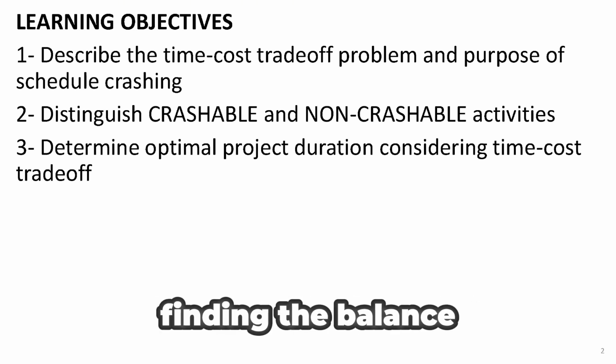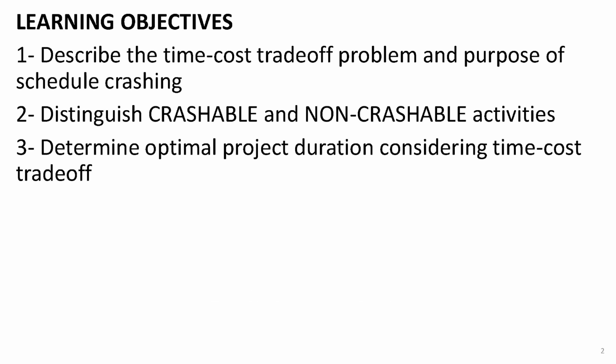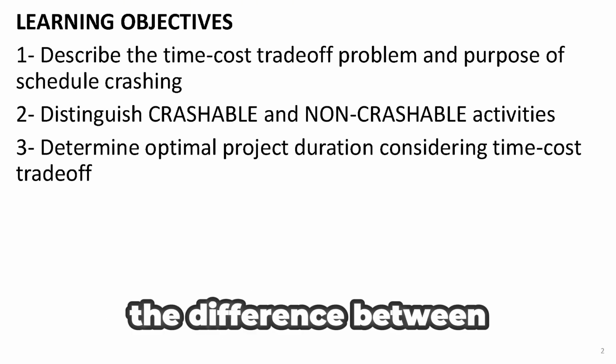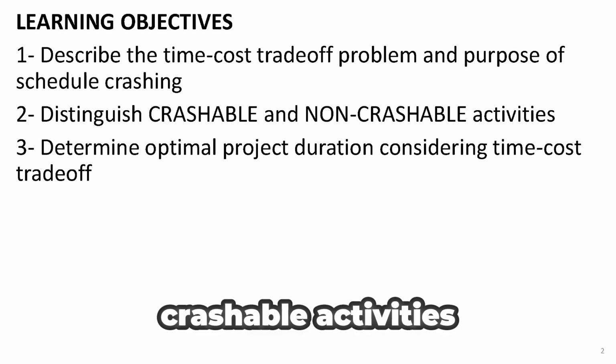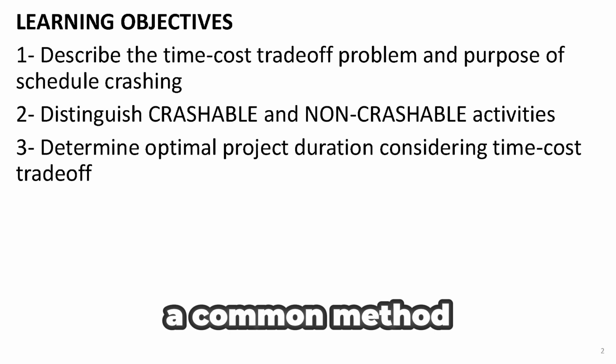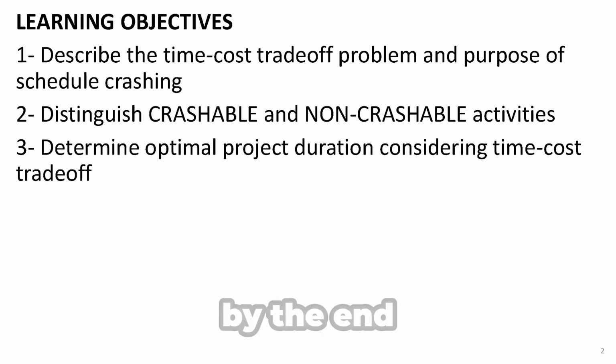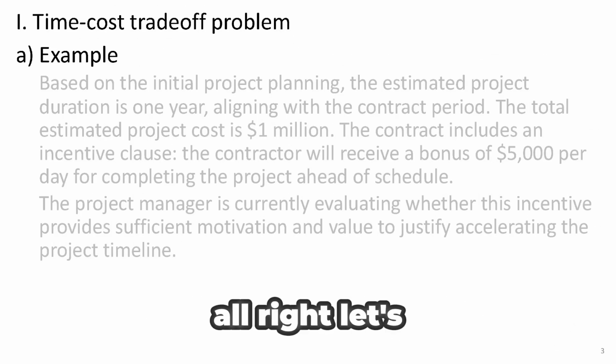Basically, it's all about finding the balance between finishing a project faster and how much that speed might cost us. Next, we'll learn how to tell the difference between crashable and non-crashable activities, because not everything in a project can be sped up. And finally, we'll go over a common method to optimize a project schedule, keeping both time and cost in mind. By the end, you'll understand how to make smart decisions when it comes to adjusting project timelines without blowing the budget. Alright, let's talk about the time cost trade-off problem.